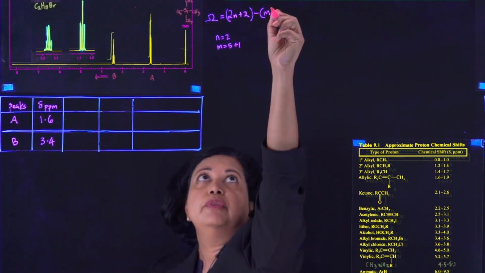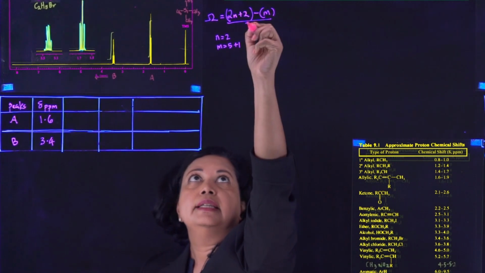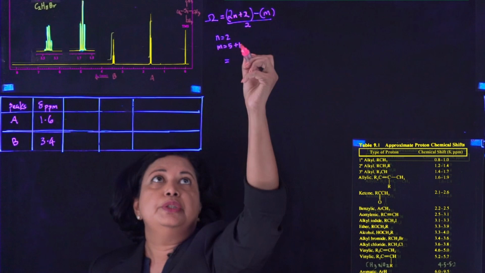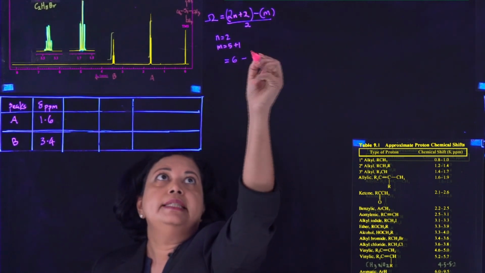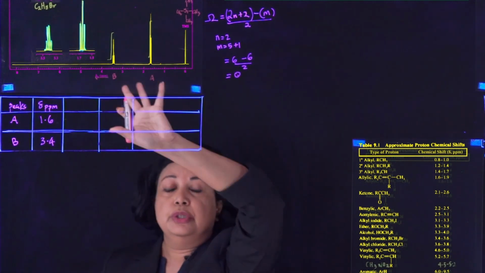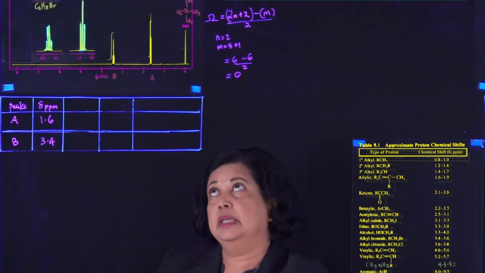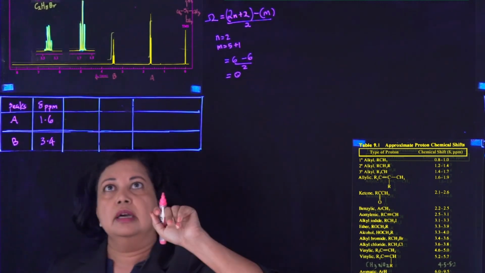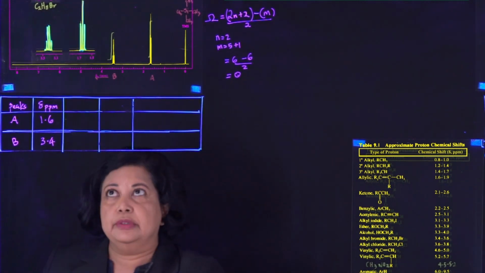Let me first write the formula here, and that is going over 2. So this is 4 plus 2 is 6, minus 6, over 2. Therefore, this shows that this is a saturated formula. There are no double bonds. So we know that all of these hydrogens are on carbons that are sp3.